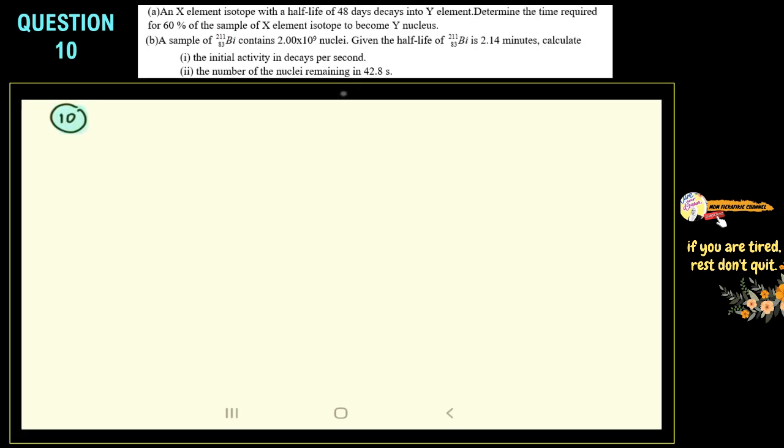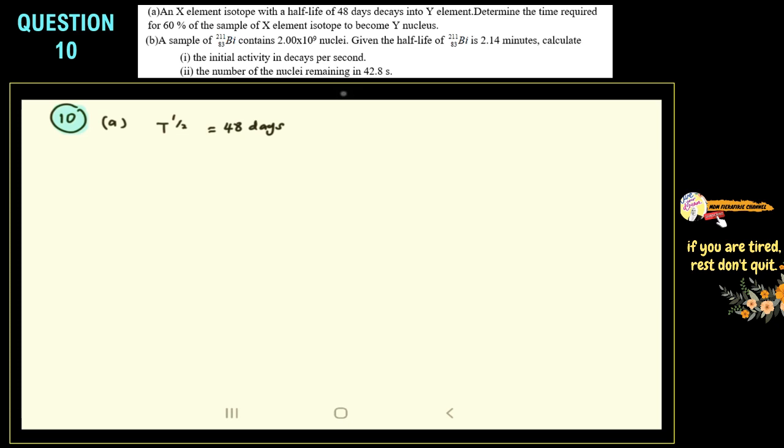Now we reach the last question, question number 10. We have 10A here, so let's read the question. An X element isotope with a half-life of 48 days decays into Y element. So given that the half-life of X element is equal to 48 days.